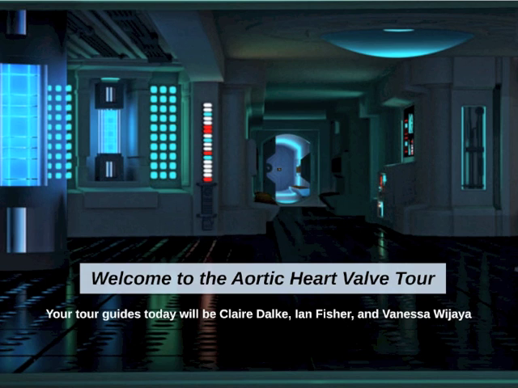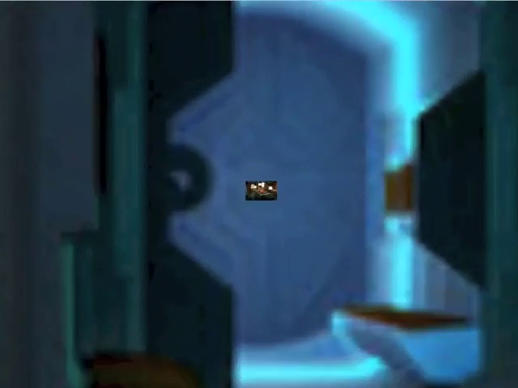simulated heart. Please remember that we are not responsible for any damage that may come to you as you journey through the heart. Please do not touch any white blood cells you may see floating by you, as they will dissolve your flesh. Please follow us into the facility and we will prepare you for your journey.